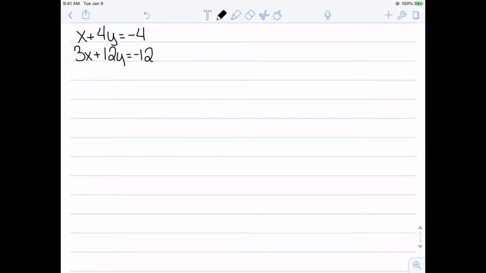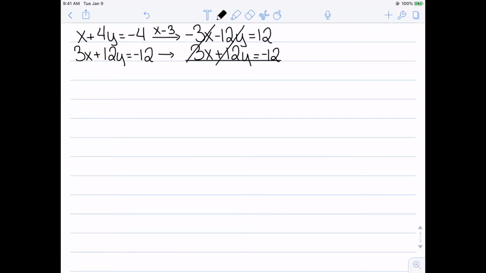This time I have the system x + 4y = -4 and 3x + 12y = -12. So I'm going to multiply the top equation by -3 and leave the second equation alone. When I do that, my top equation becomes -3x - 12y = 12, and the bottom equation stays the same. When we add these together, we see that everything cancels. And we end up with 0 is equal to 0, which is always true.